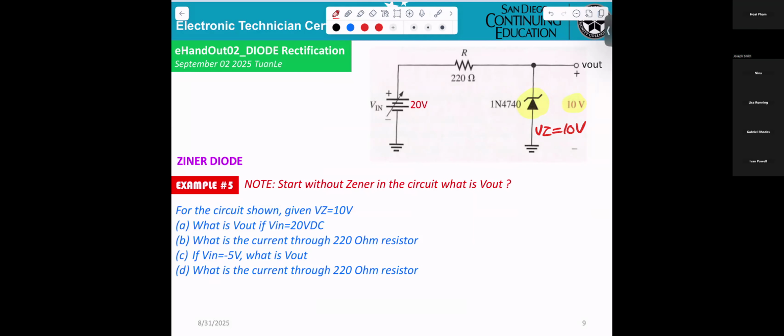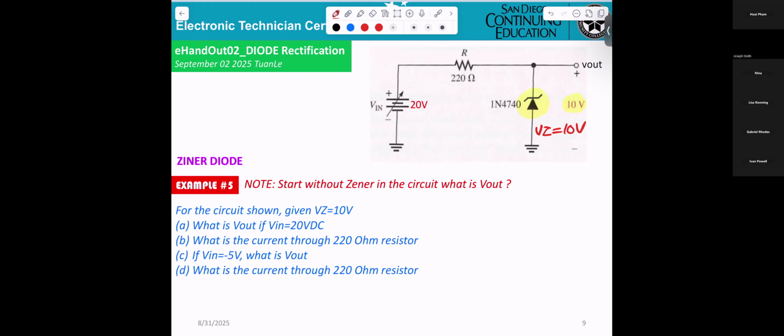The thing is, when you buy a Zener, you say, okay, I want to buy a 10 volt Zener, and they give it to you. Okay, let's see what happened in the example. Start without the Zener.